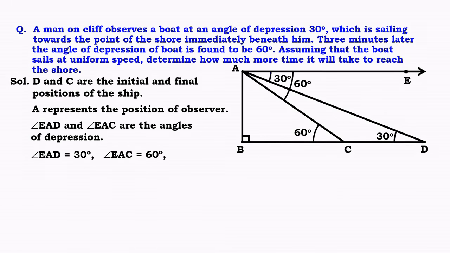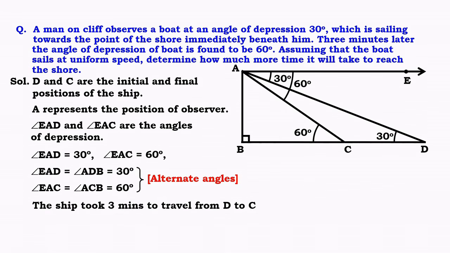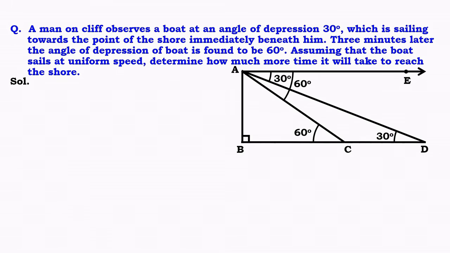Now, AE is parallel to the horizontal shore. So, using the property of alternate angles, angle EAD is equal to angle ADB. Therefore, angle ADB is 30 degrees. Similarly, angle EAC is equal to angle ACB. Therefore, angle ACB is 60 degrees. The ship takes 3 minutes to travel from D to C. Let the uniform speed of the boat be x.